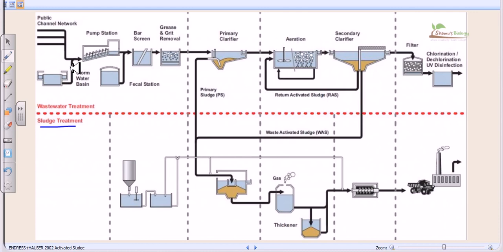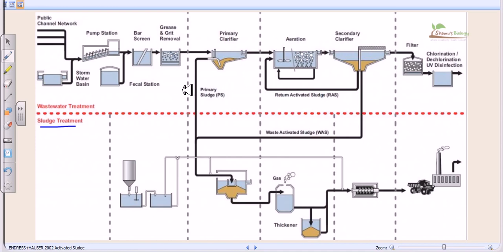Now in this case what we are looking at, the water is collected from the public channel network through these pipes, the small pipes and the bigger pipes. Those pipes contain all the wastewater from house supplies or from the stormwater basin also, and it will come into the pump station. Now the pump station will pump it towards the first round of treatment, which is called the preliminary treatment.